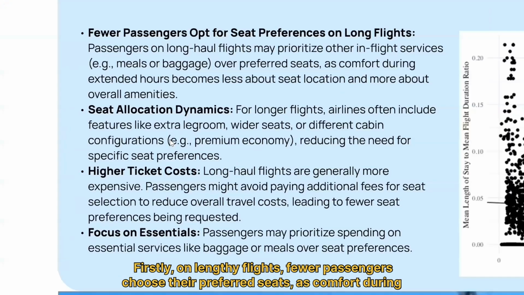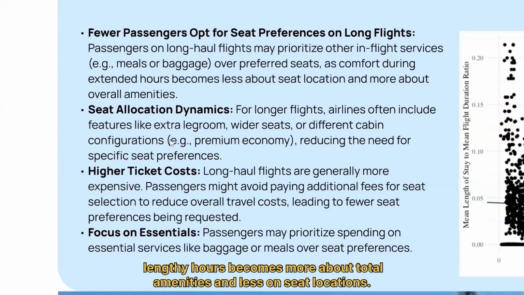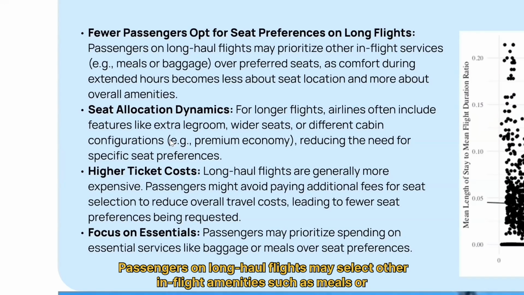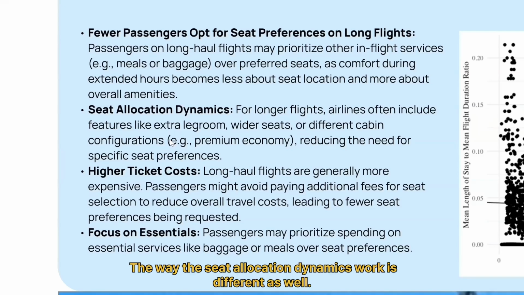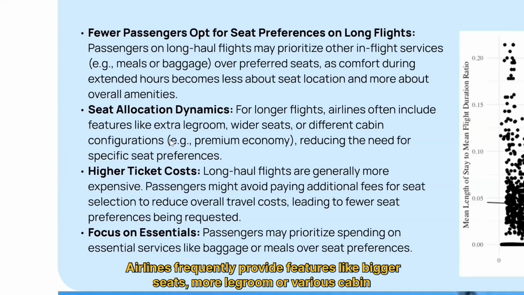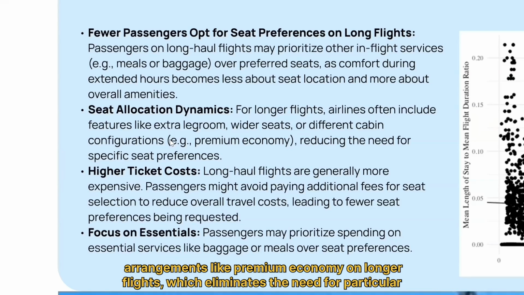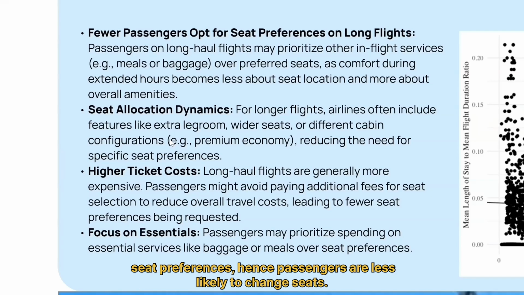Firstly, on lengthy flights, fewer passengers choose their preferred seats. As comfort during lengthy hours becomes more about total amenities and less on seat location, passengers on long-haul flights may select other in-flight amenities, such as meals or baggage, over preferred seats. The way the seat allocation dynamics work is different as well. Airlines frequently provide features like bigger seats, more legroom, or various cabin arrangements, like premium economy, for longer flights, which eliminates the need for particular seat preferences. Hence, passengers are less likely to change seats.